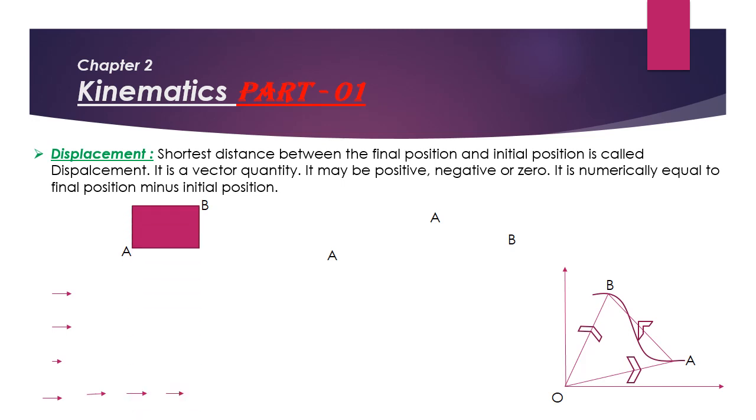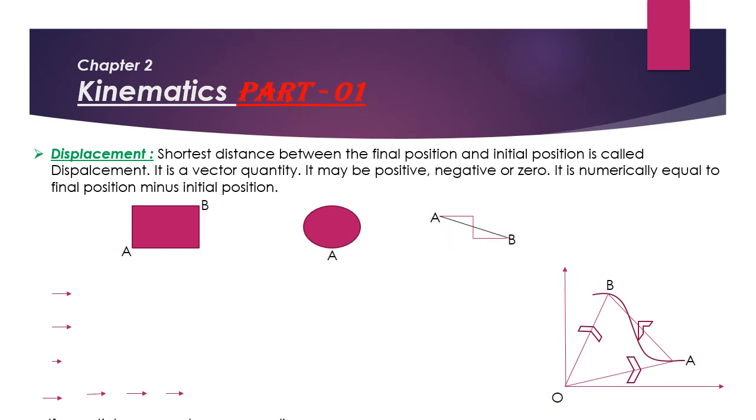We have the example of a rectangle. We have two paths, but the displacement will be AB. Now we have the circle. We start from A and again reach point A. So the displacement is zero because final position and initial position coincide with each other. Now we have a zigzag line. Here we start from A, it reaches point B. So the displacement is AB.